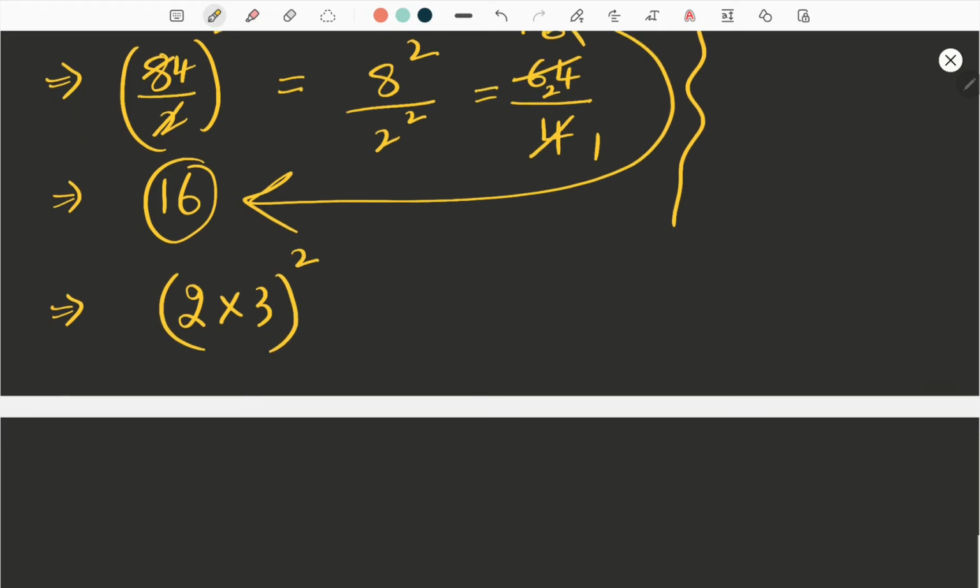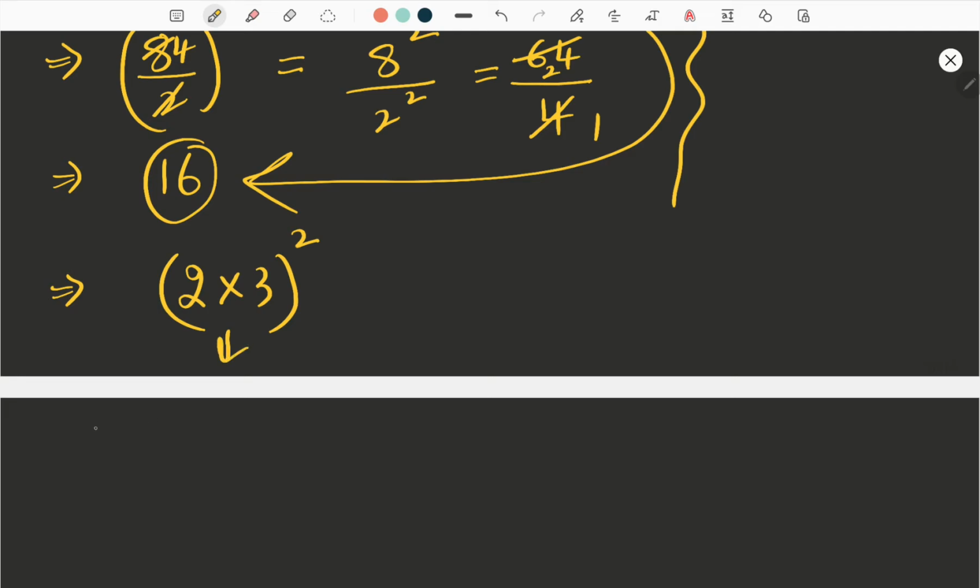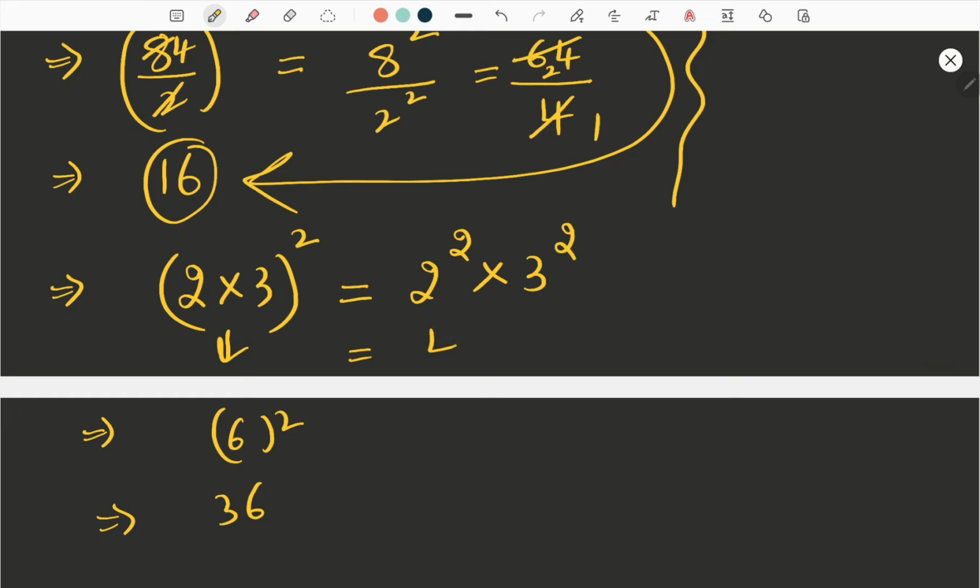Okay, so if you do this directly, how much will the answer come? The answer will be 2 into 3 is 6, then 6 square will be 36. You got the answer 36. Otherwise, you can write it as 2 to the power 2 into 3 to the power 2. Like that also you can write. And 2 to the power 2 is 4 and into 9. So how much does it become? It becomes 36. Look at this, here also we got this answer 36.